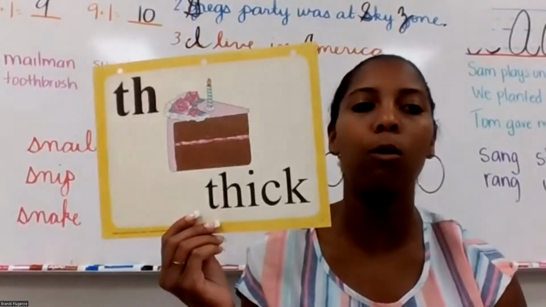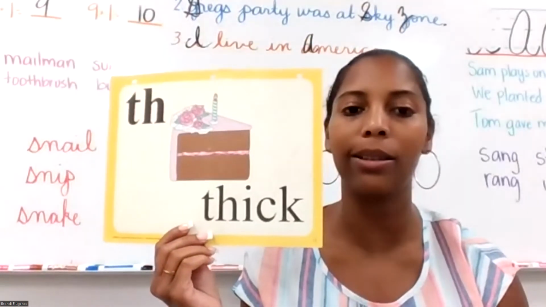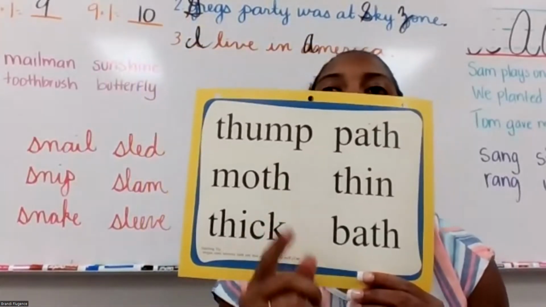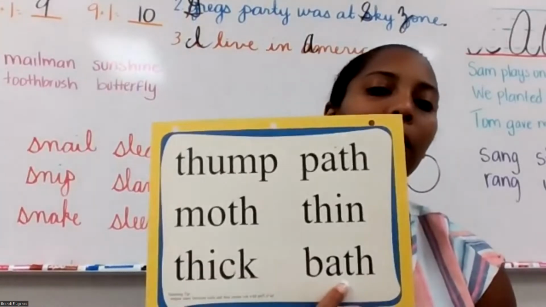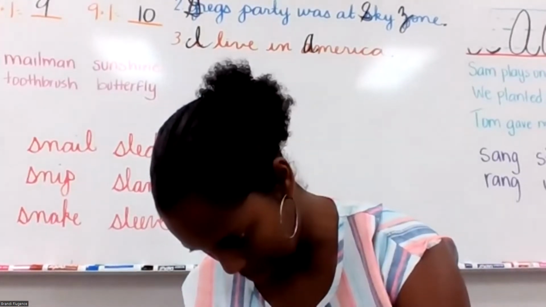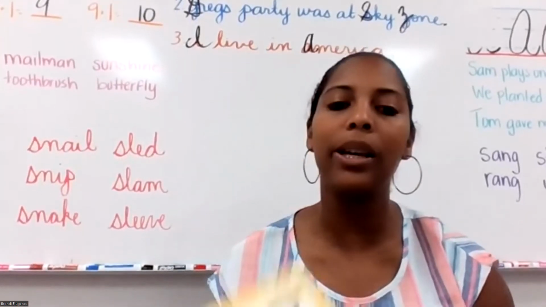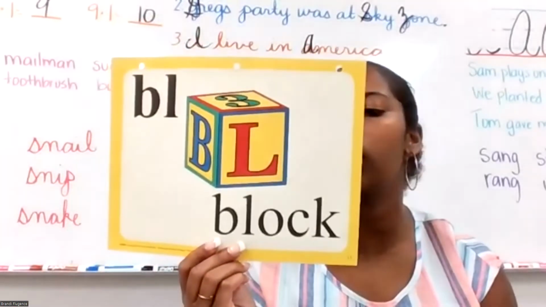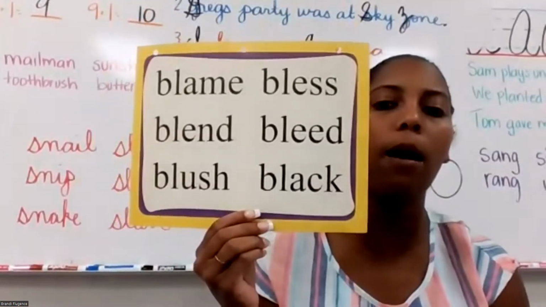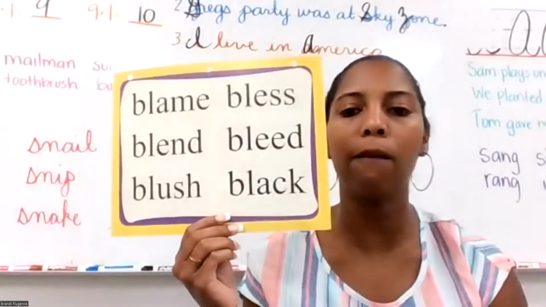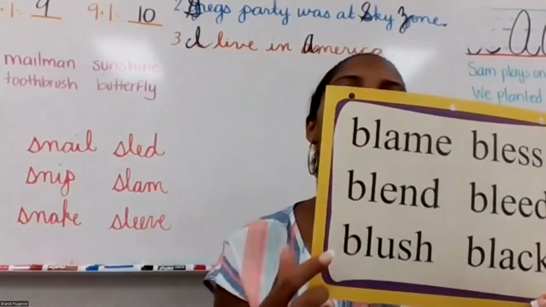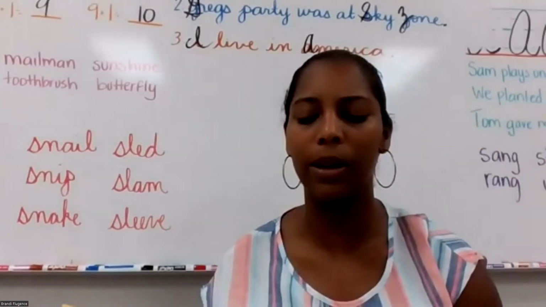Okay, this is what you have to take every day so that you're clean. Micah? A bath. All right, next one. BL says bull, and black. A consonant and a vowel together is called a blend.